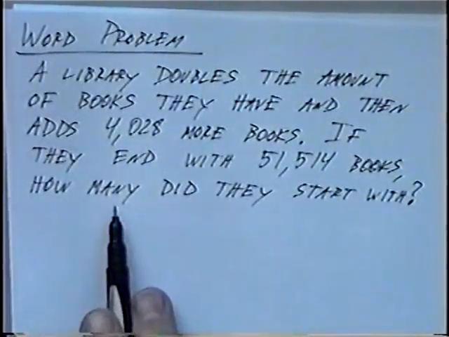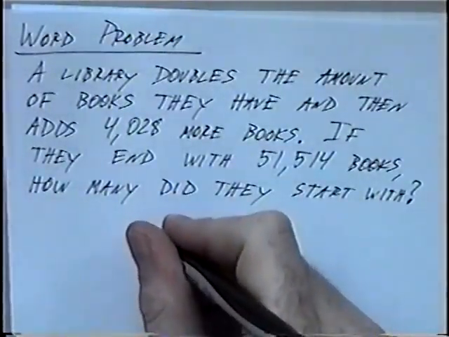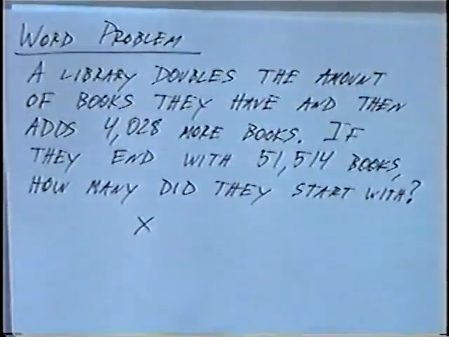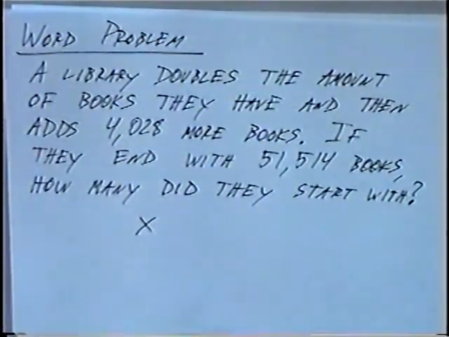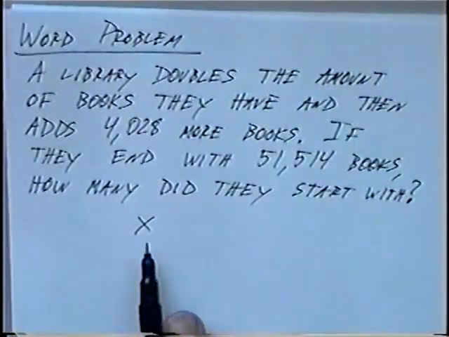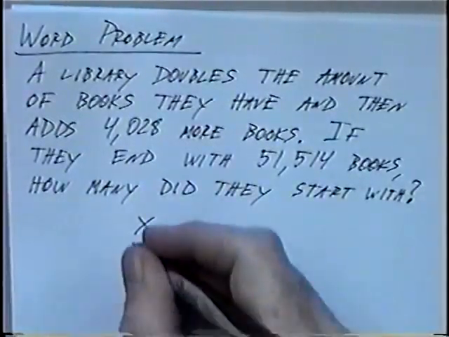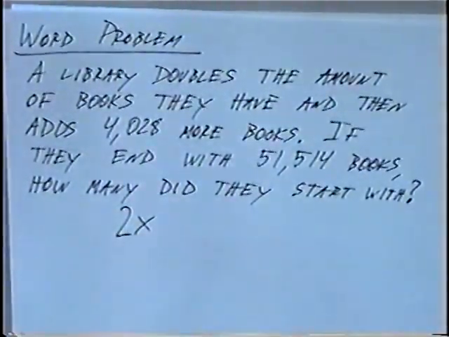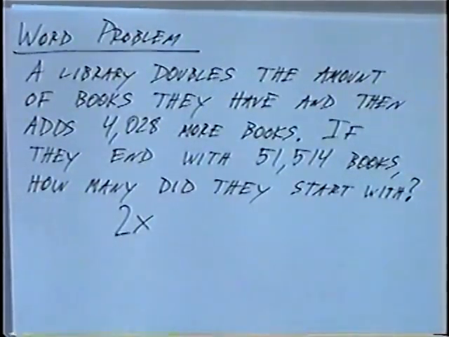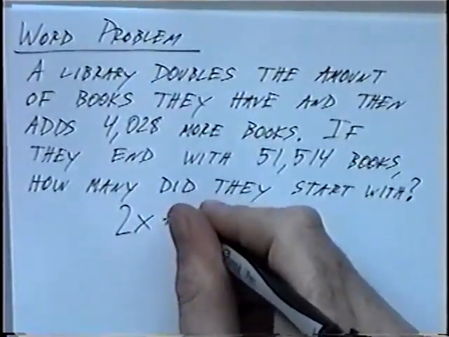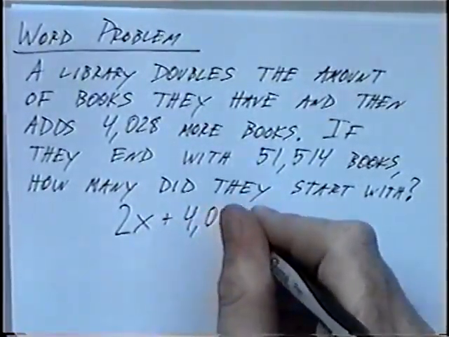If we're looking for the number of books that they started with, we can let that be x, a variable that we can solve for. At the beginning, they took the amount of books x and they doubled the amount of books. If we double x, that would be 2x, or 2 times x. After they doubled the books, they added 4,028 more books. So to this we can add 4,028.